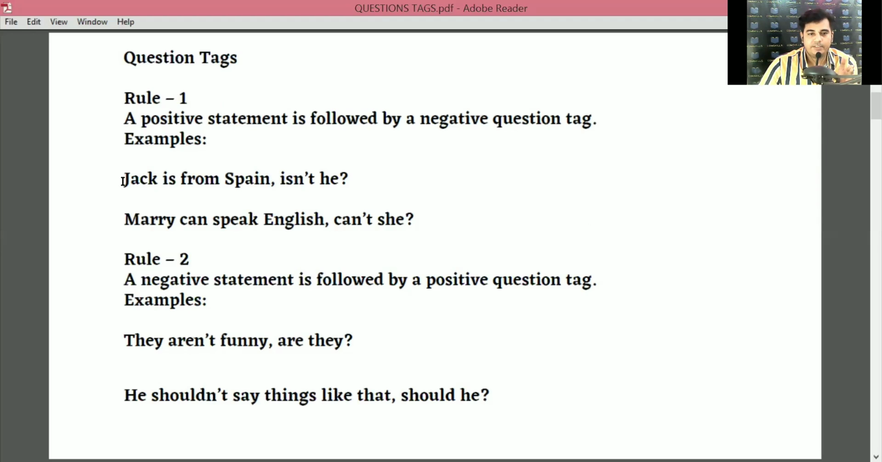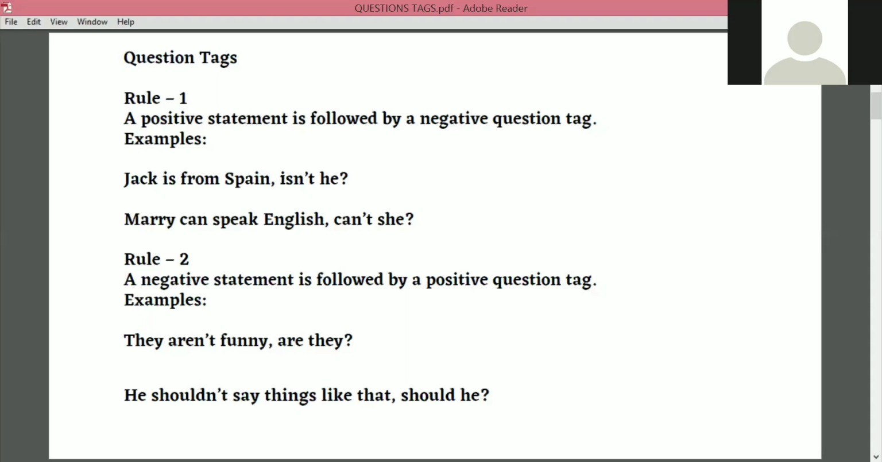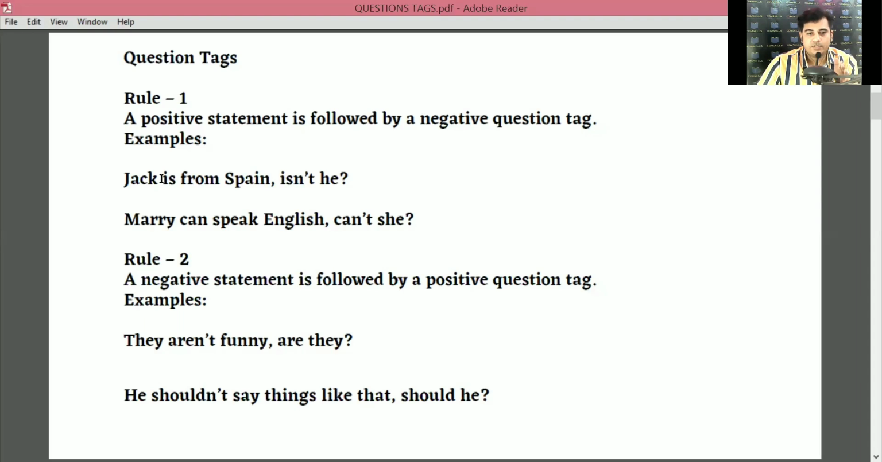So we have an example: Jack is from Spain, isn't he? Okay, so Jack is from Spain. We'll speak in that way. Jack is from Spain, isn't he? Because we are confirming this. And you're noticing that the auxiliary verb used here is "is". We are also making this sentence in negative form and we are using "is". So both sentences would be in the same tense. Jack is from Spain, isn't he? We speak in that manner.